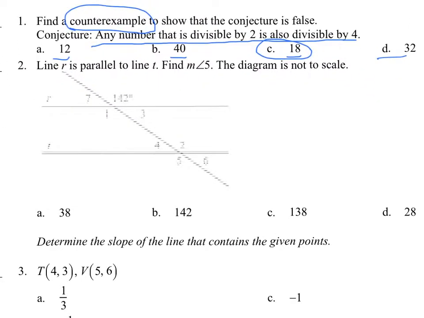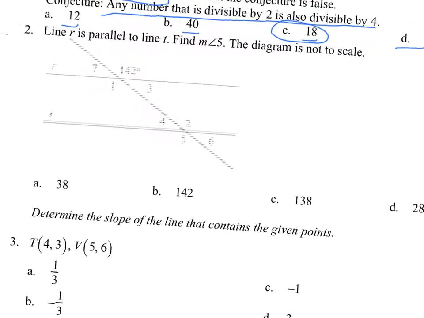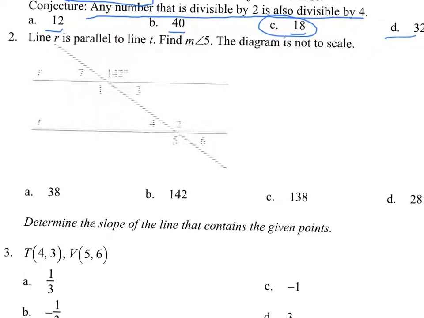Okay, looking at number 2, it says that line R is parallel to line T, and here's line R and here's line T. Find the measure of angle 5. Here we have angle 5. The diagram is not to scale. Well, the only other angle measure we have is this angle right here, which is 142.